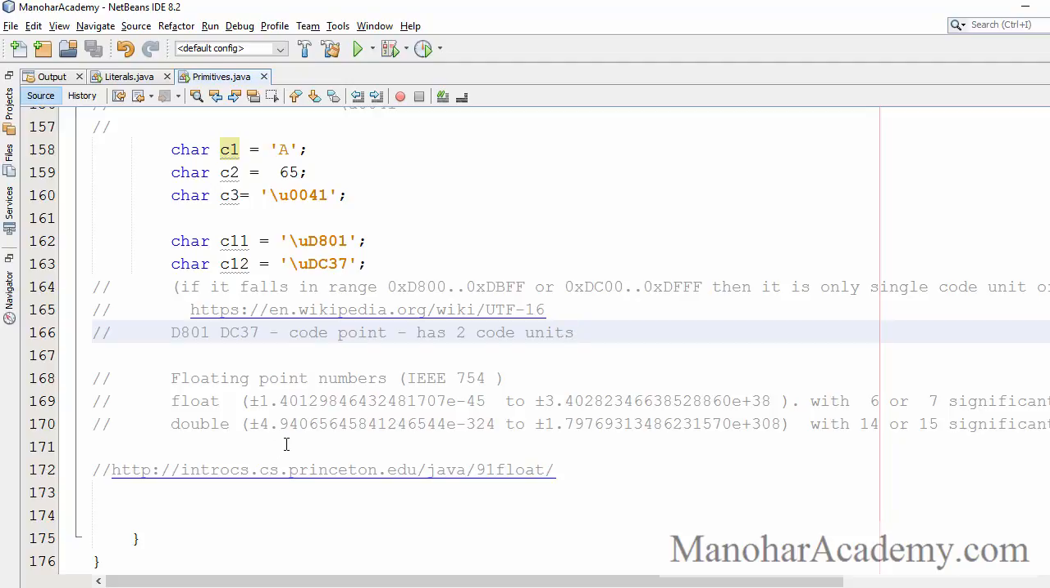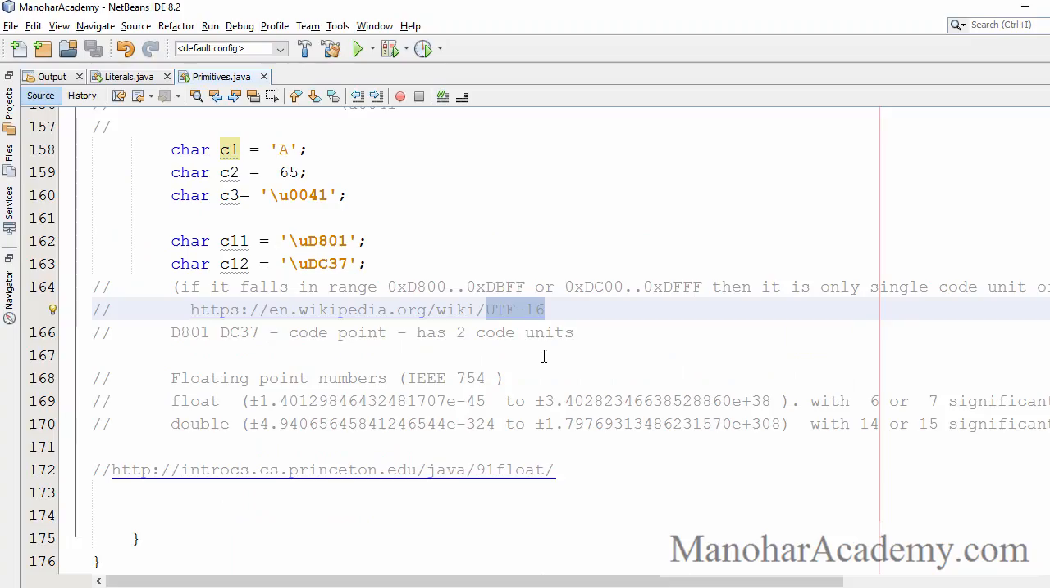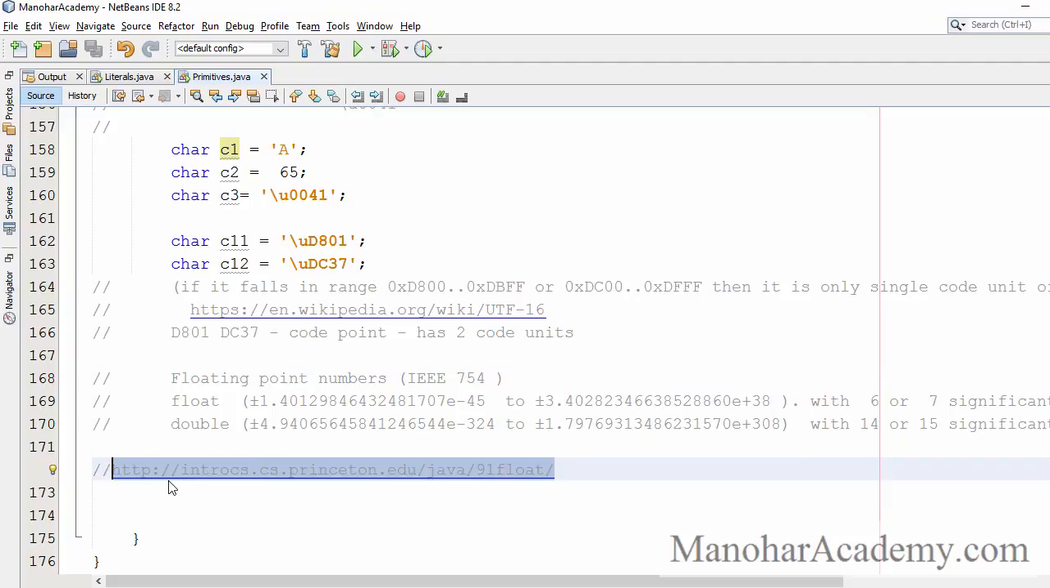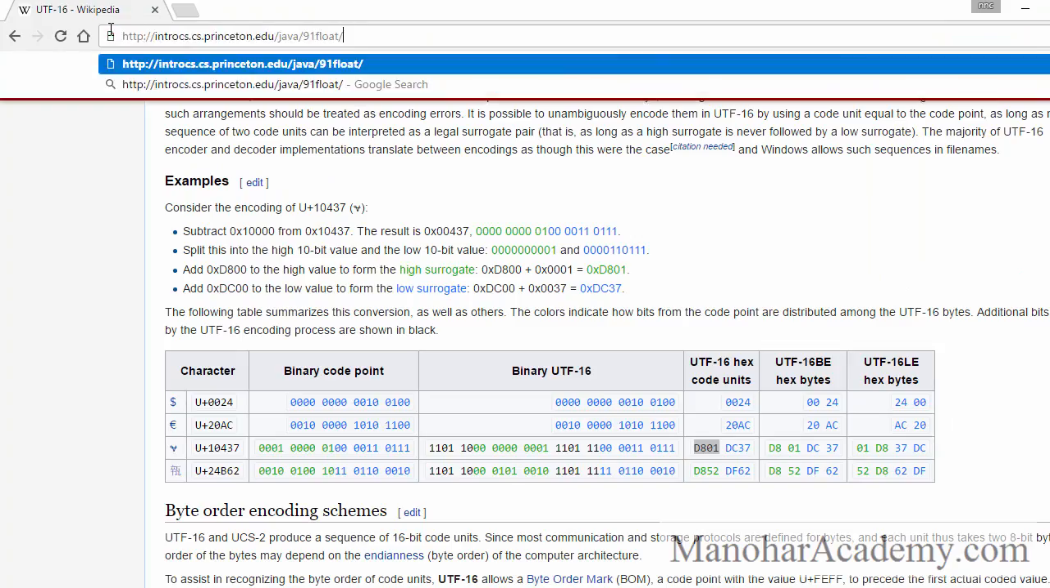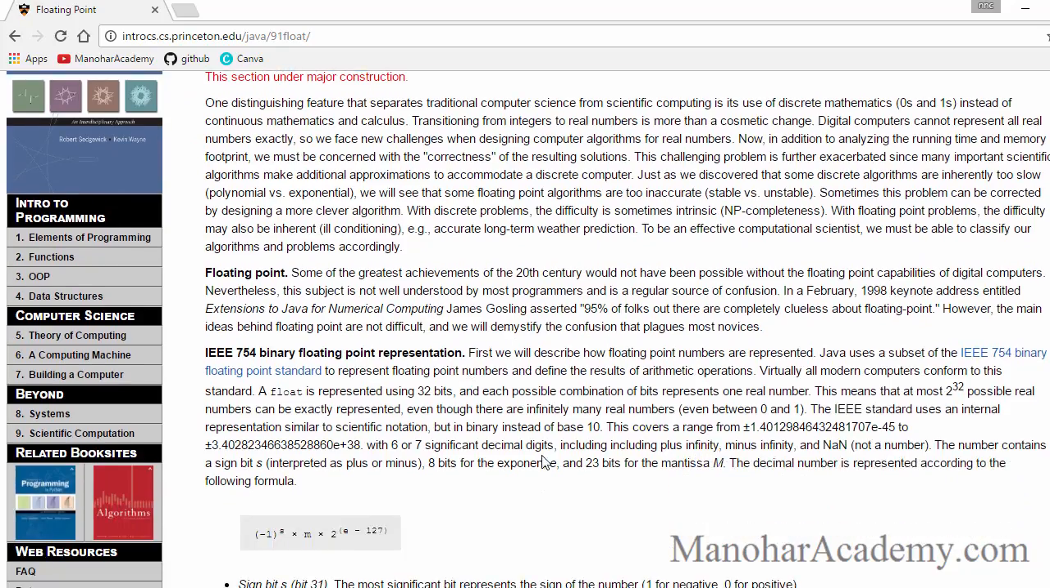That being said, we are moving to floats. These floats are even more difficult to understand. If you concentrate, you can understand UTF-16 maybe in half an hour, 1 hour. If you need more time, maybe maximum 2 hours. And floating points, you are going to take more than that. This is one good link to start learning about floating points. So floating points are explained here.